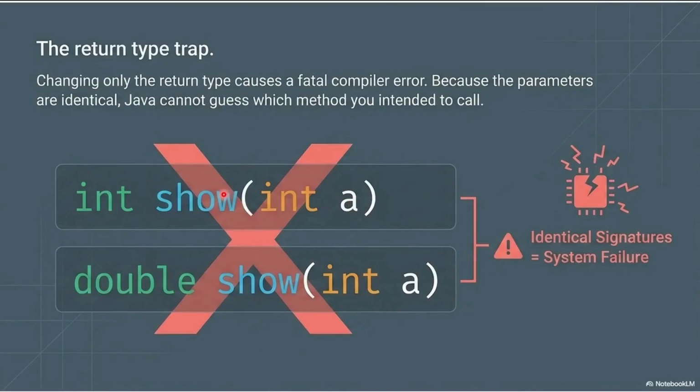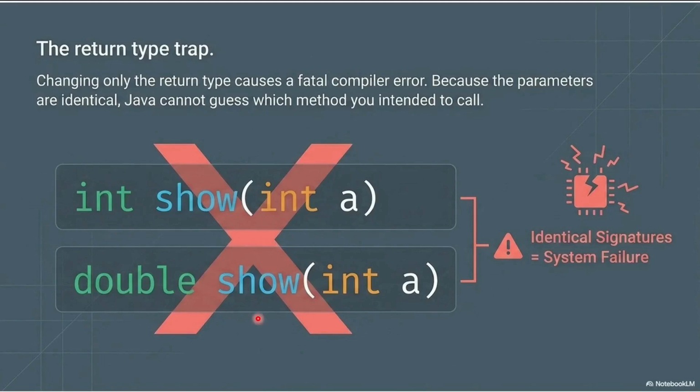Okay? Understand the return type trap. Now you might say these are two different signatures because over here it is integer, over here it is double. So they are two different signatures, right? So it is okay. No. The return type is completely ignored by the compiler. It only cares about the parameters, the quantity, and the data type. This is very important. The return type does not matter over here.